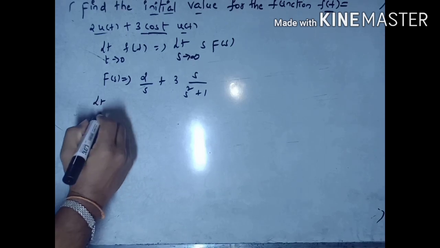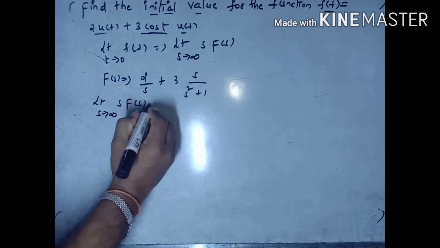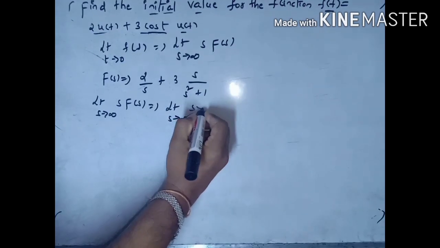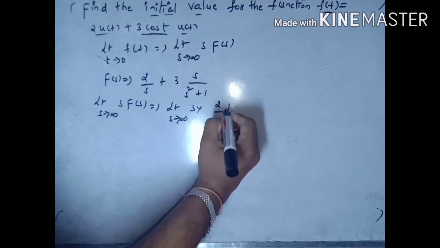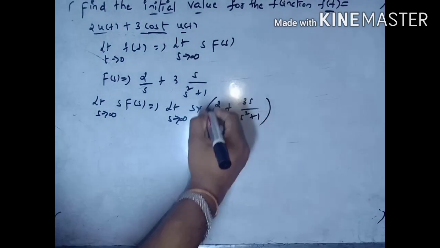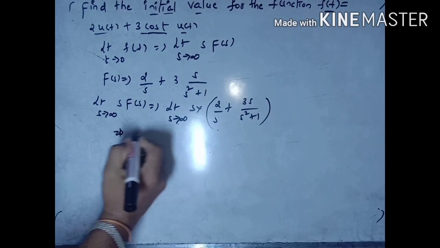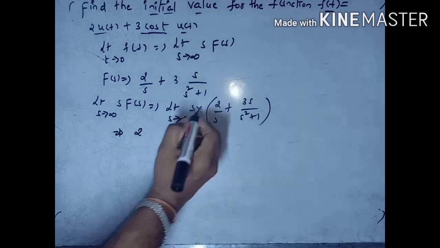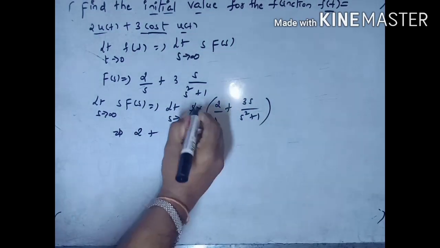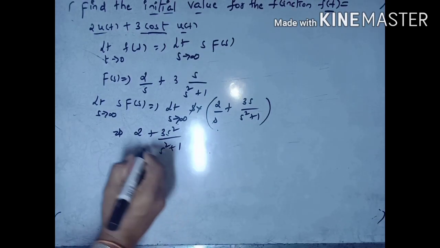Now limit s tends to infinity s into f of s can be written as limit s tends to infinity s into 2 by s plus 3s by s square plus 1. Now multiplying this s into the total function, for the first term the s gets cancelled, so 2 plus 3 into s, that is s square by s square plus 1.